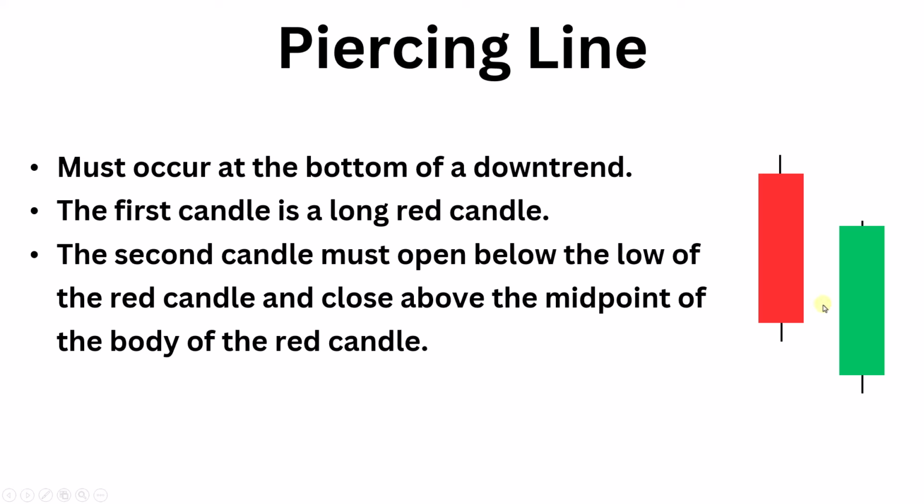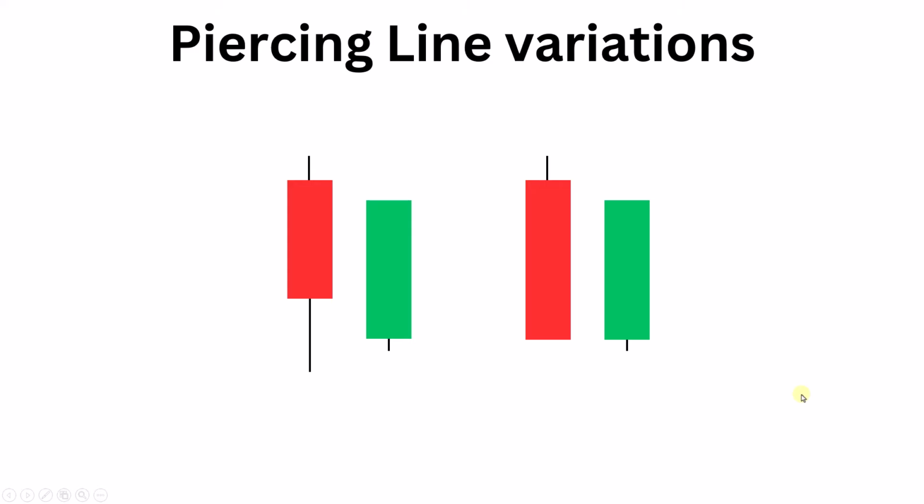Now many a times we will not be able to find this pattern as it is. This is a perfect piercing line pattern, and in the real market we may not be able to find a perfect piercing line pattern, and that is when we settle with the variations of the piercing line pattern. So this is a variation.